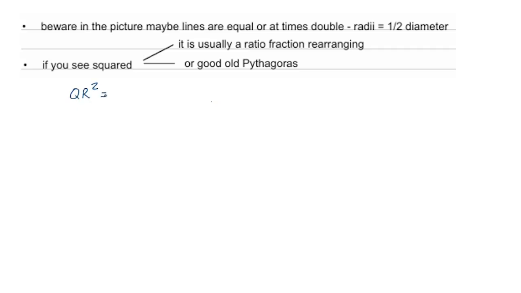Say it's QR squared. You're required to prove that QR squared is equal to RP times TQ. And you can feel a little bit of a loss of where do I start with this? If you see squares, my brain buzzes straight away to good old-fashioned Pythagoras, so I would be looking to see were there any 90-degree triangles.